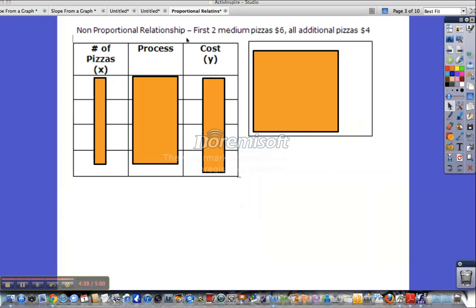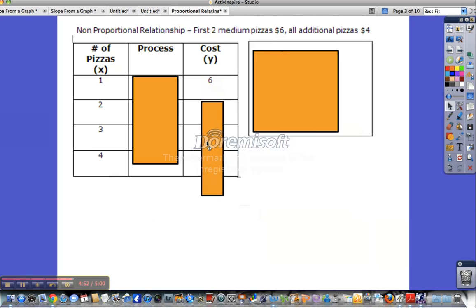Now if you notice, this one is similar. The first two pizzas cost $6 though, and all additional pizzas cost $4. So we're going to fill in the number of pizzas, 1, 2, 3, 4. Well, the first pizza is supposed to cost $6. Perfect. So go ahead and go to the next video and continue this example.